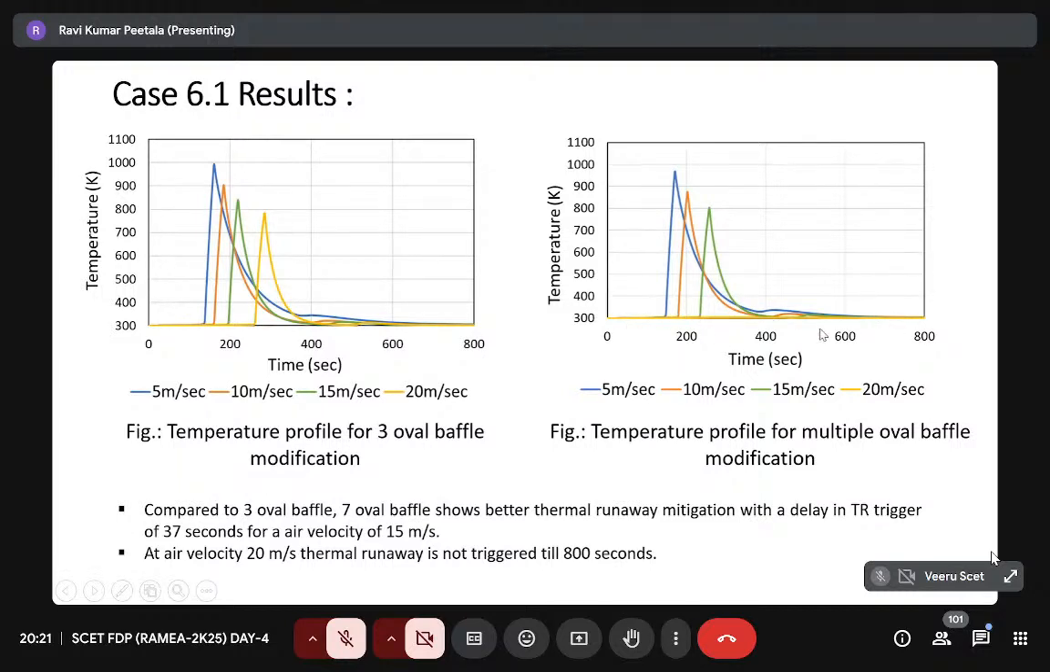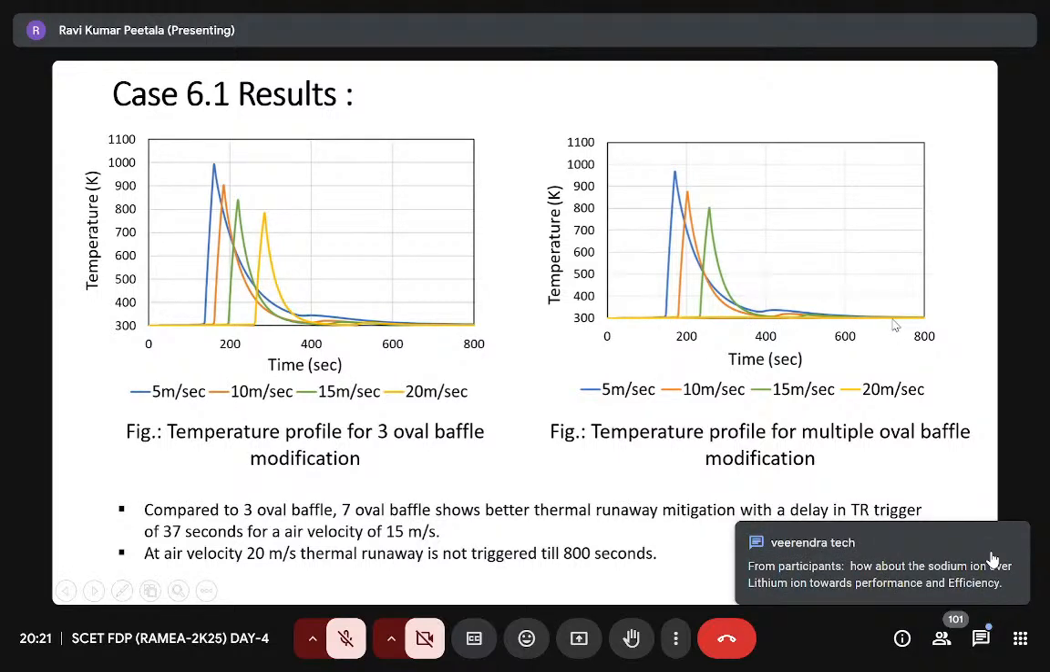You see here, only at the mass flow rates of 5 meters per second, 10 meters per second, 50 meters per second, the thermal runaway is observed, but temperatures are not so high. And at 20 meters per second, up to 800 seconds, the thermal runaway is not happening.